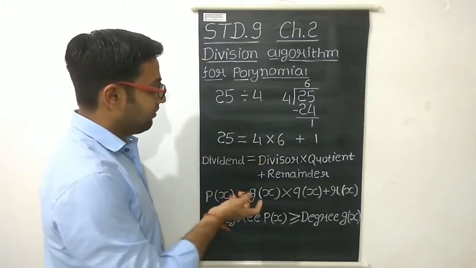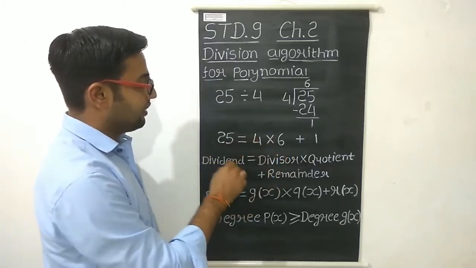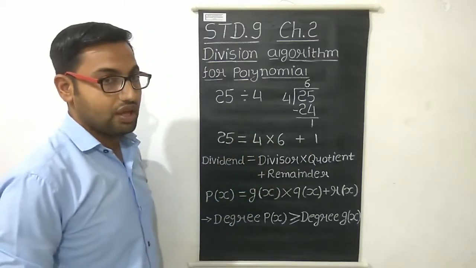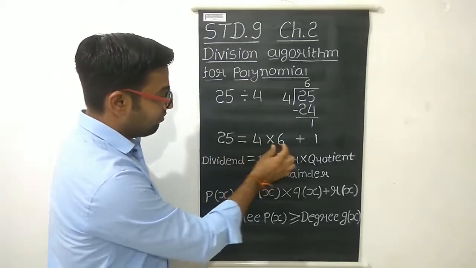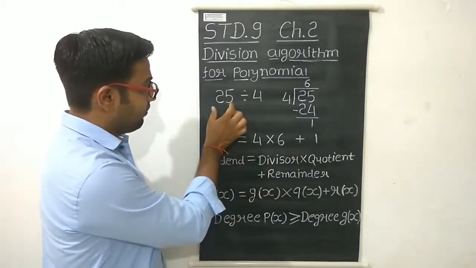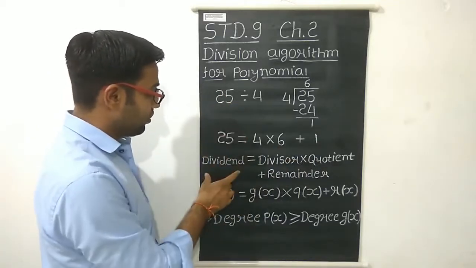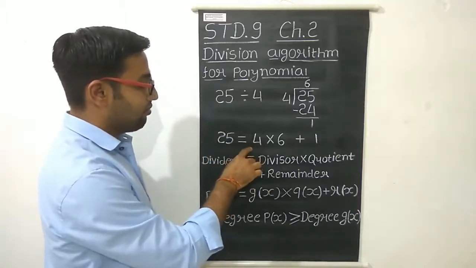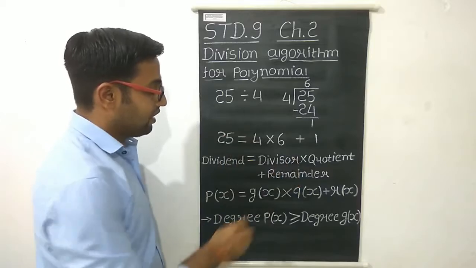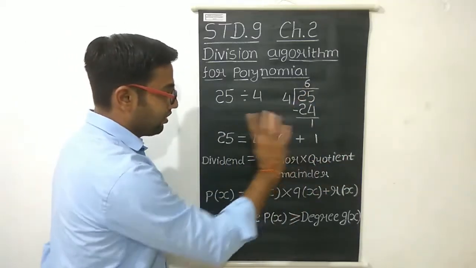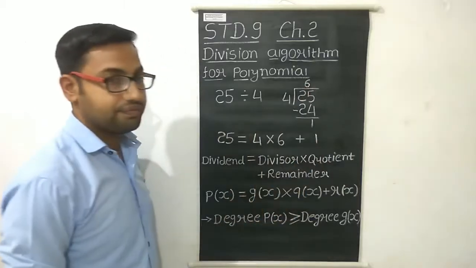We just represented 25 in another form. Why did we represent it? Because we divided 25 by 4 and this is the result we got. The different numbers are called in different ways. Like 25, the number we want to divide, is called the dividend. 4, the number we want to divide with, is called the divisor. 6 we get as the quotient, and 1 is the remainder.